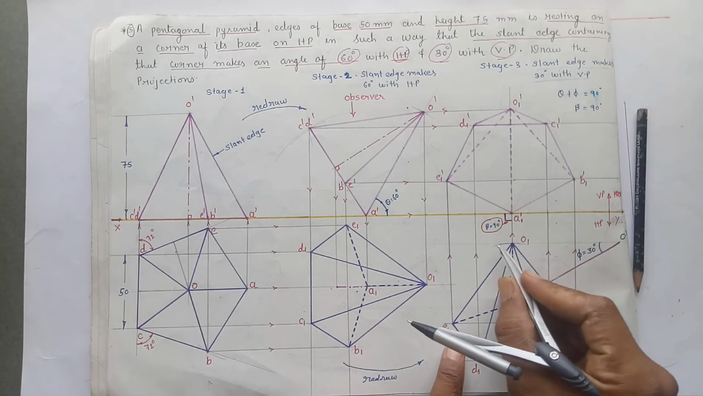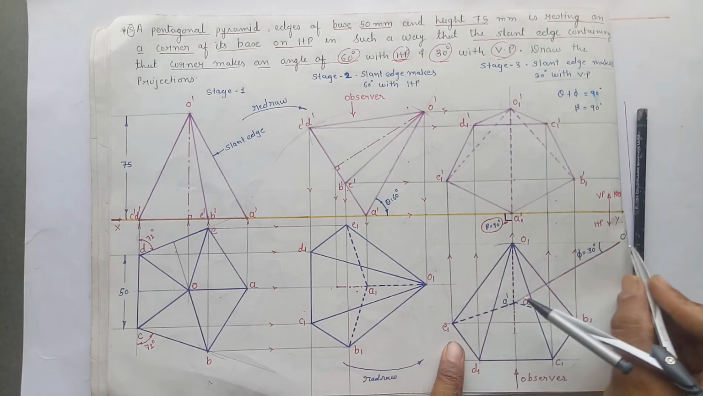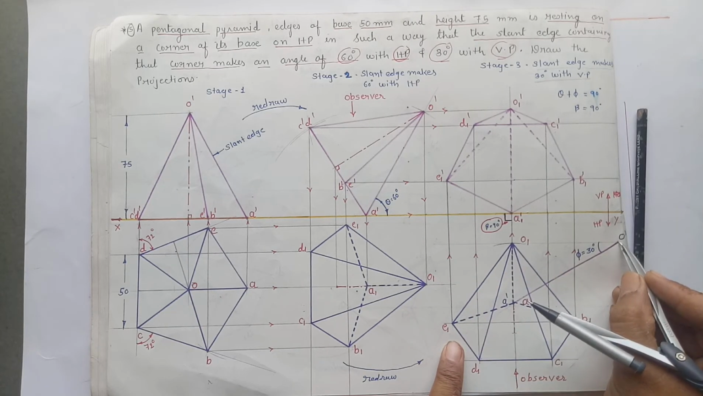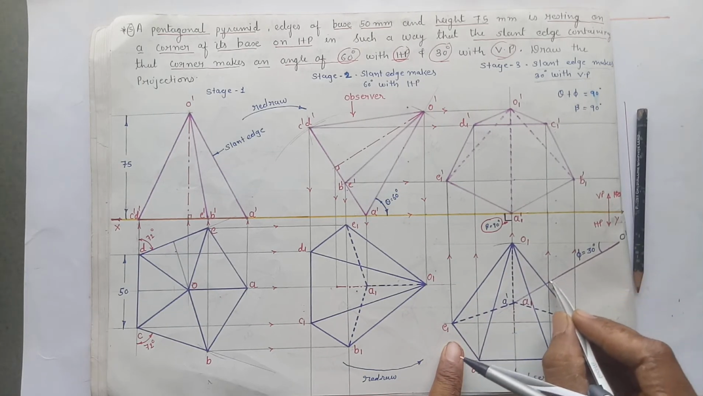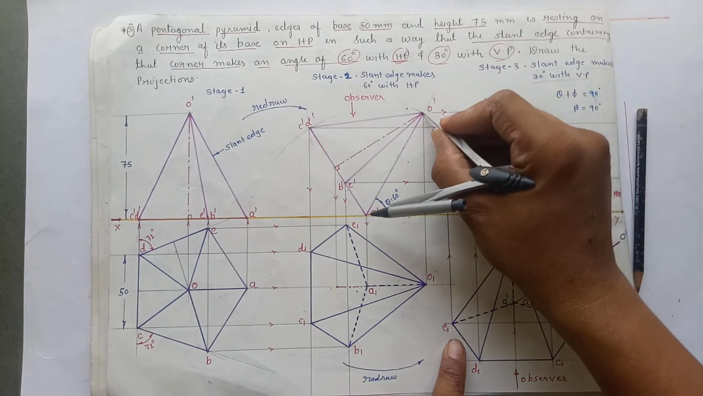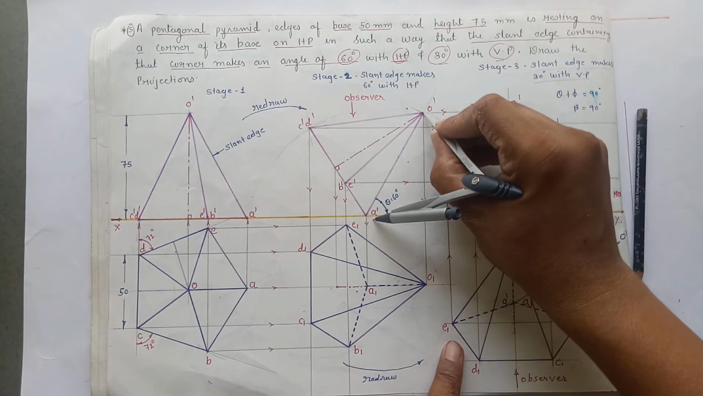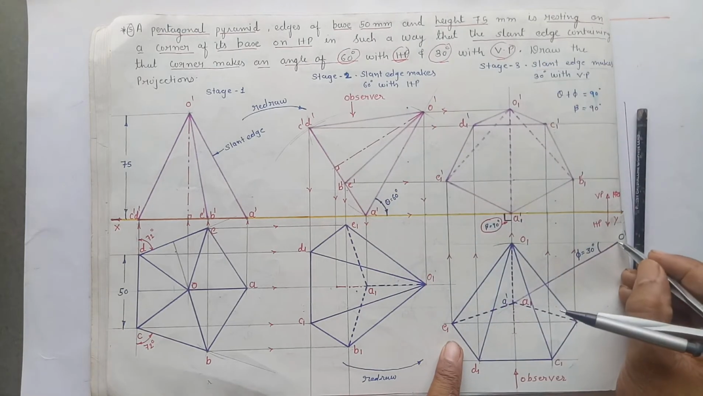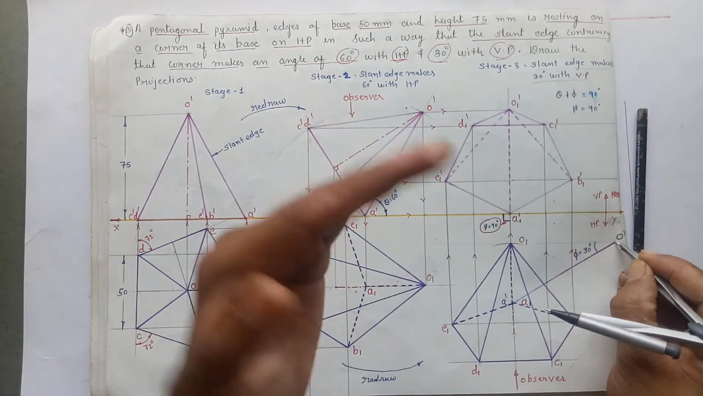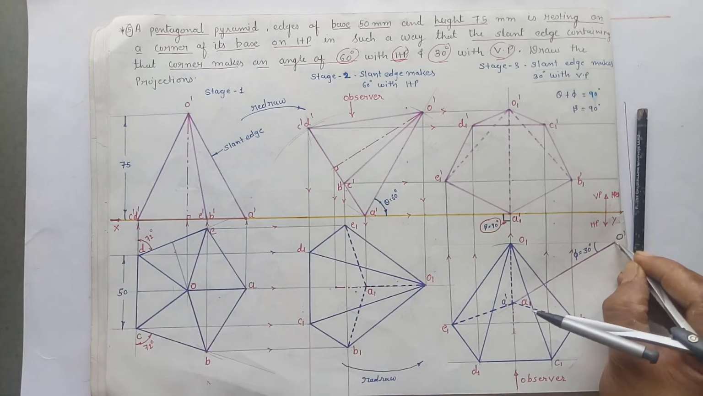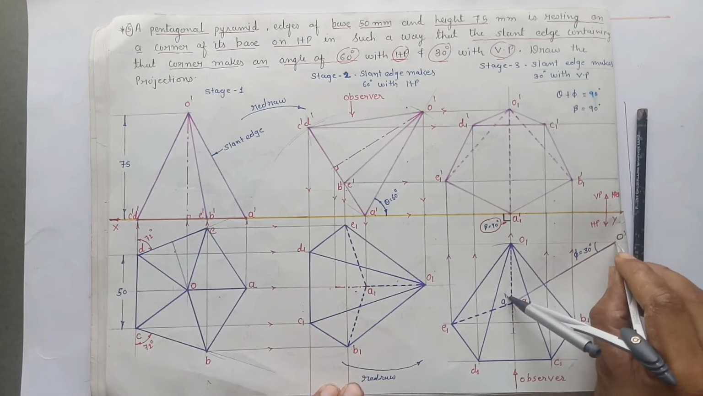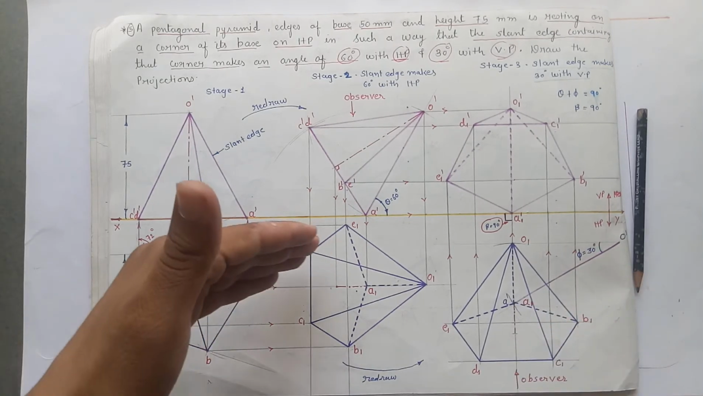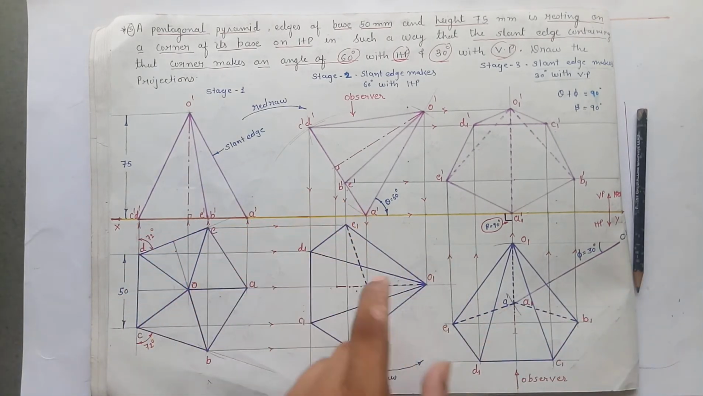So measure 30 degrees. Here I have drawn a line parallel to the XY line. Below the XY line I have marked a point O dash, and at an angle of 30 degrees I have inclined the slant edge, measuring the true length of the slant edge, because here it is given that the slant edge makes an angle of 30 degrees, not the plan of the slant edge. So we have to take the true length at an angle of 30 degrees. Now we have to draw this figure over here, and this is the plan.